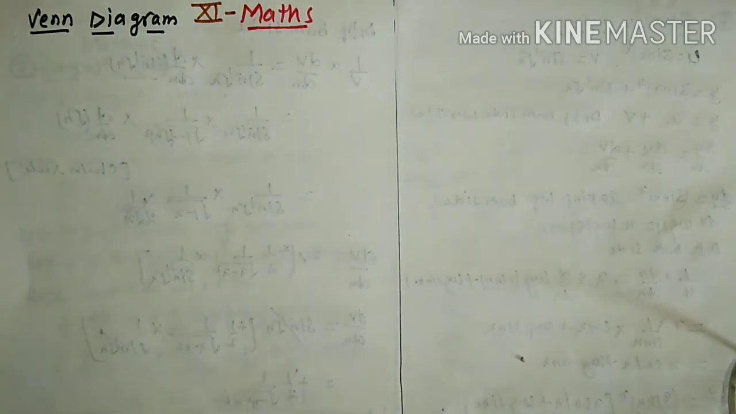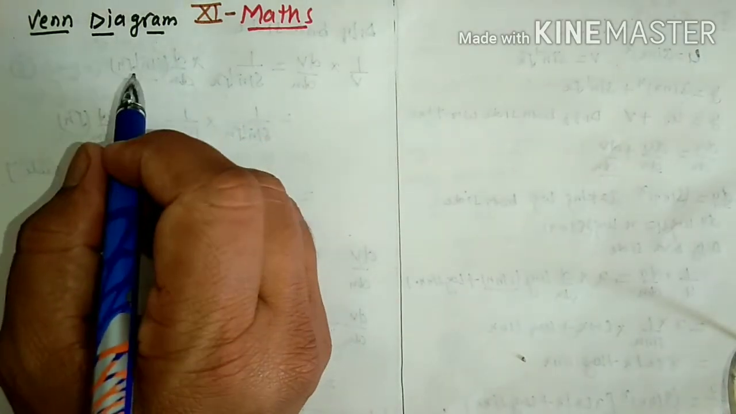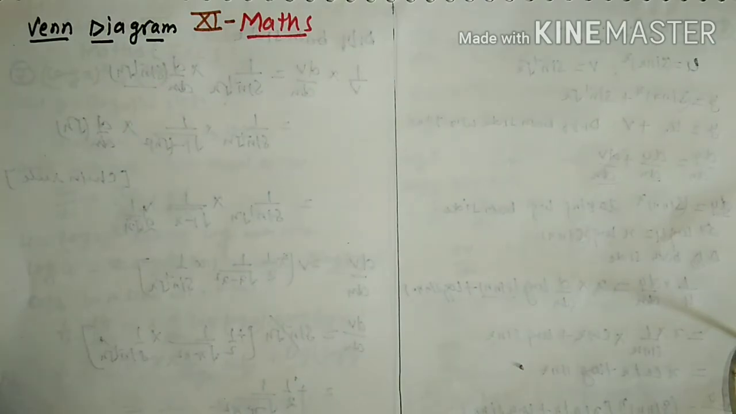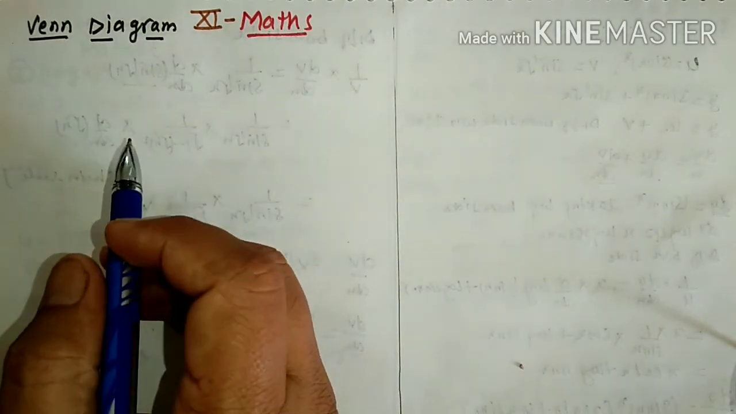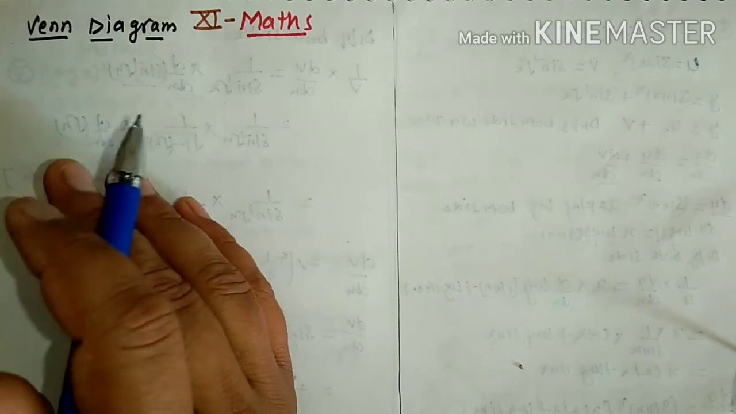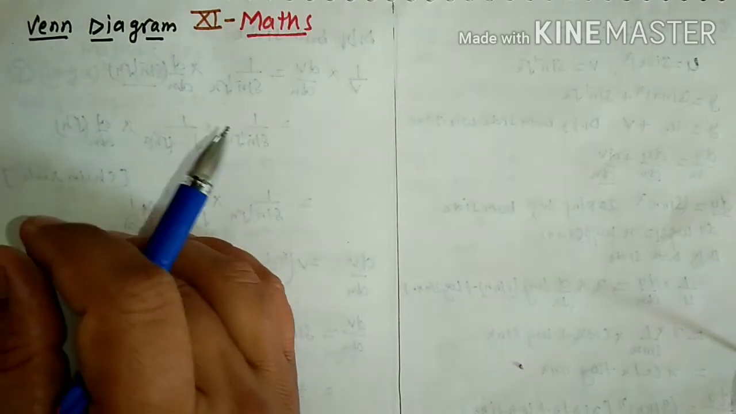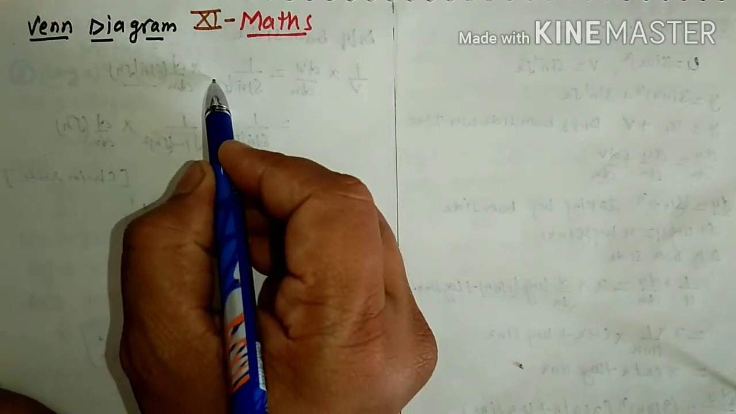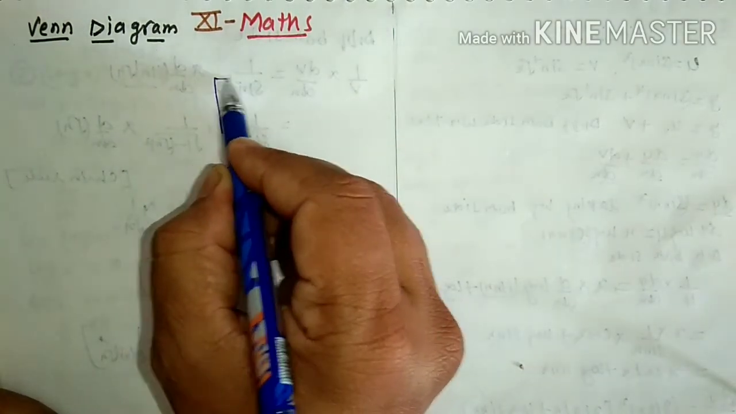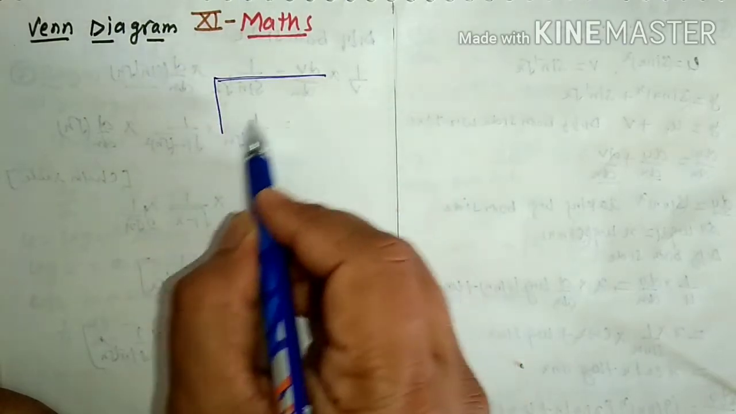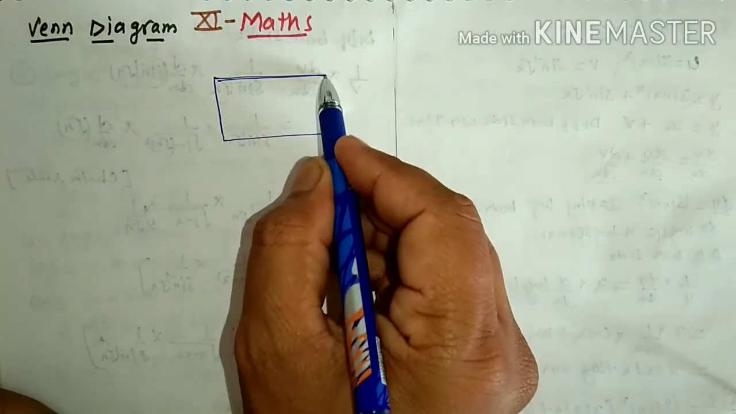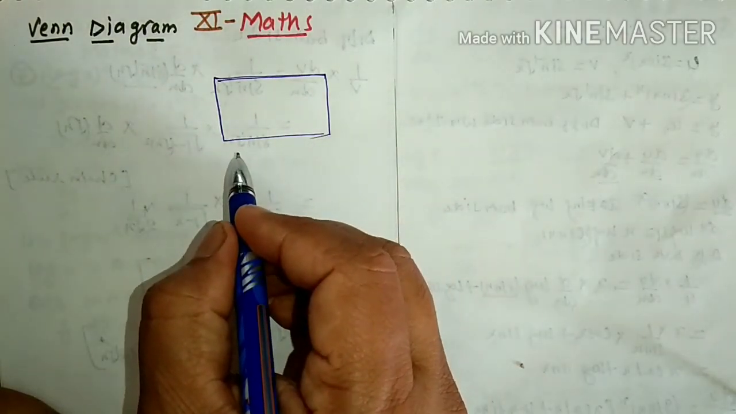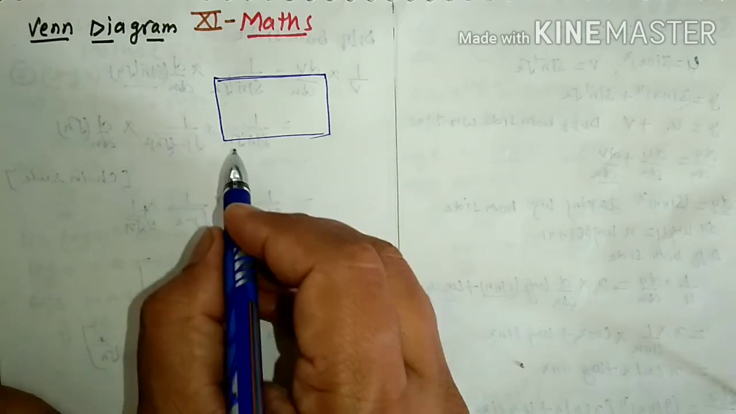Clear? So first of all, one by one I will explain the representation of this Venn diagram, and then one by one the operations on sets and their Venn diagrams. Clear? तो हम लोग Venn diagram के बारे में पढ़ेंगे. So first we have this kind of rectangular structure, and this rectangular structure is represented in Venn diagram as a universal set.